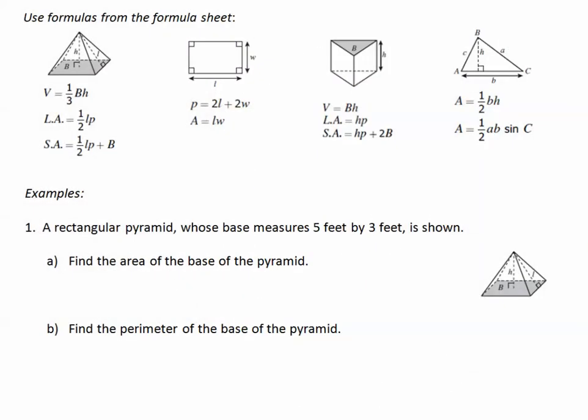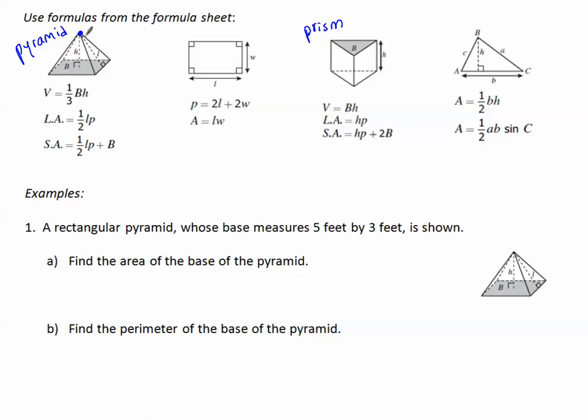For all of these types of problems, you are going to be using formulas from your formula sheet. Here are just 4 formulas that we're going to be using in some examples. This one is a pyramid. Pyramids come to a point. This solid right here, also 3 dimensions, is a prism. This represents any kind of prism.